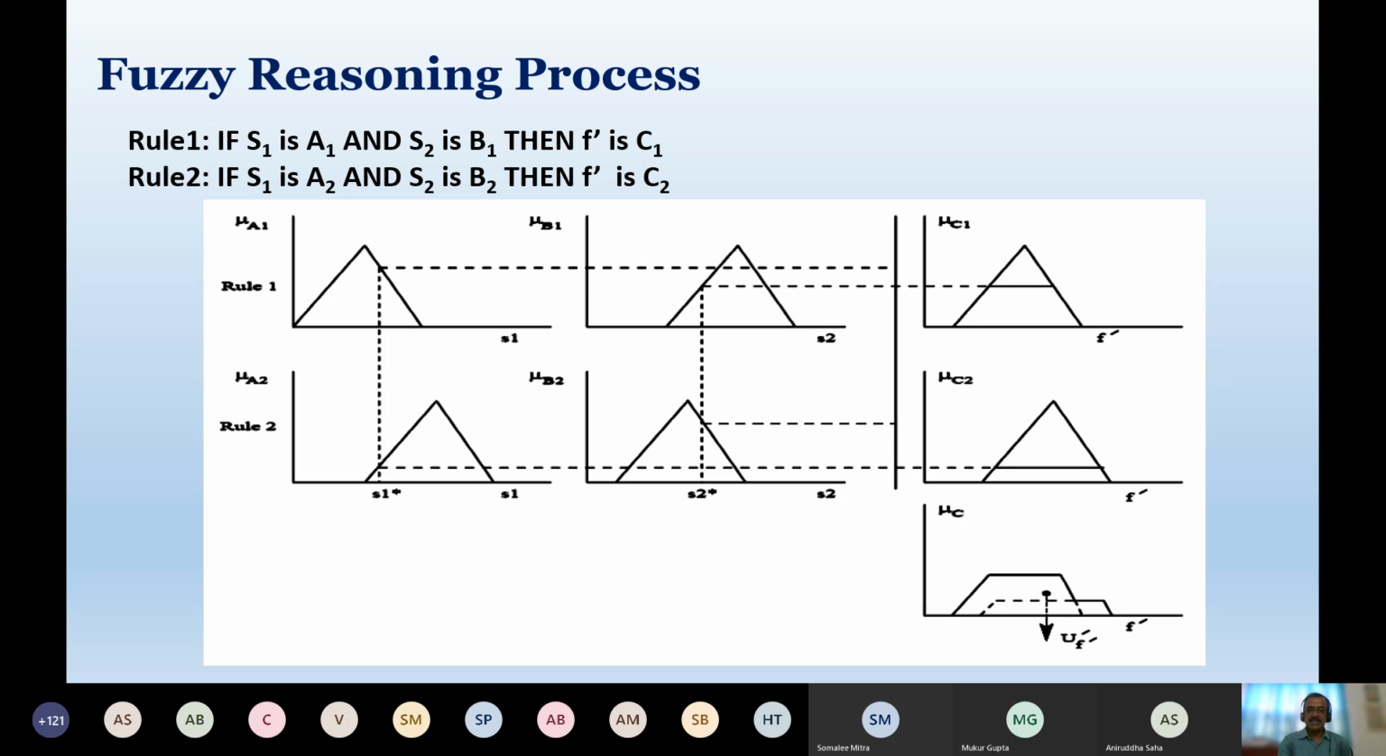And mu c is where I'm combining these two truncated triangles into one figure, because my decision should be a combined decision of all the Payet rules. So I'll have to combine all the truncated triangles. If there are four such Payet rules, there will be four such truncated triangles, and you'll have to superimpose them. In the next class, I'll be solving one numerical example to clear your doubt.